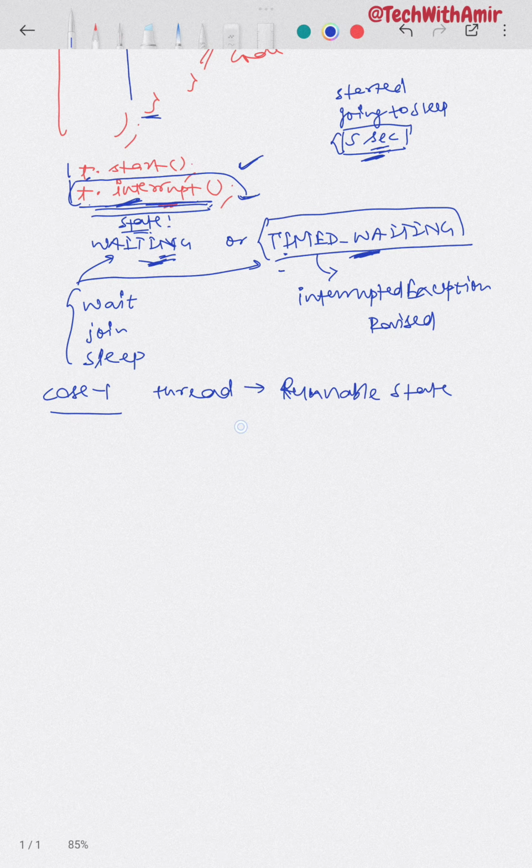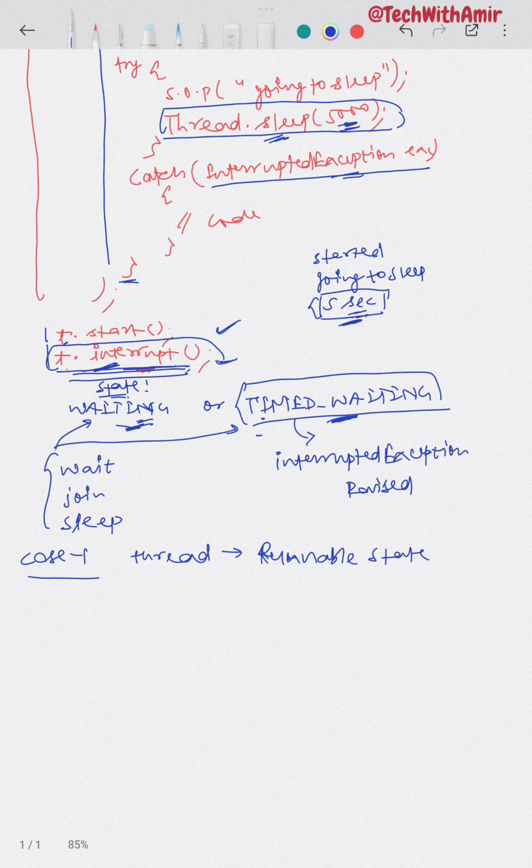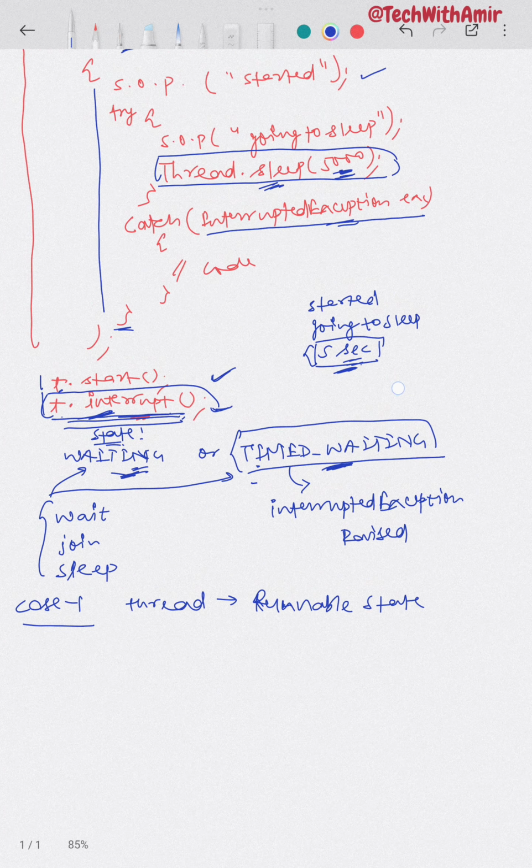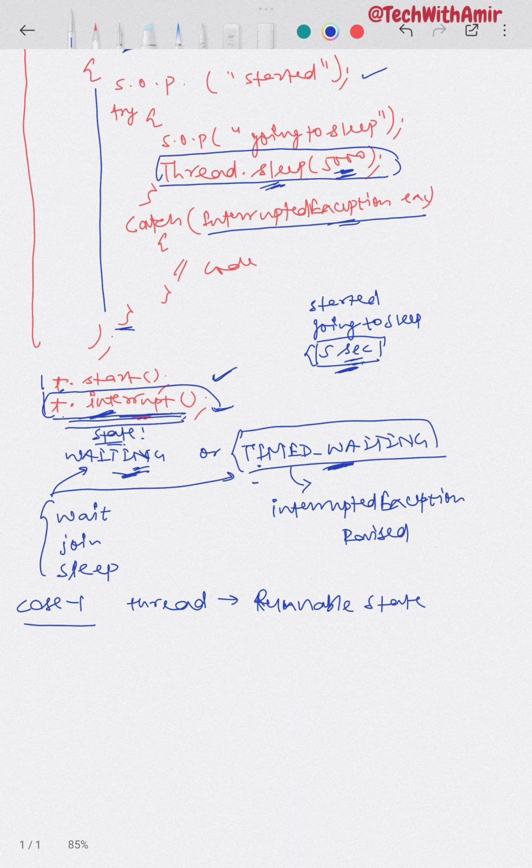So when the thread is in the runnable state and t.interrupt is called, basically the interrupt method is called on the thread instance, then the JVM will see that the thread is not in a waiting or timed waiting state. In that case, only the interrupted flag will be set to true, right, and no exception will be raised.